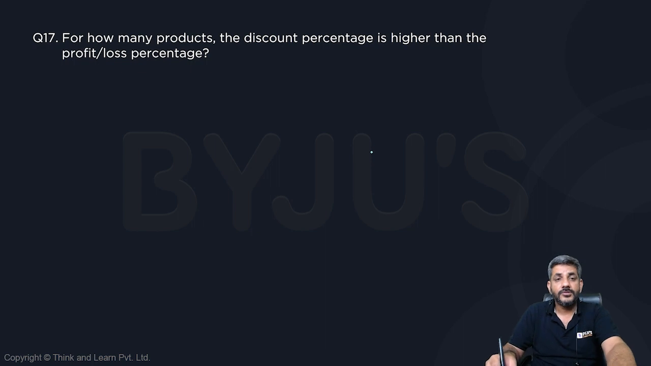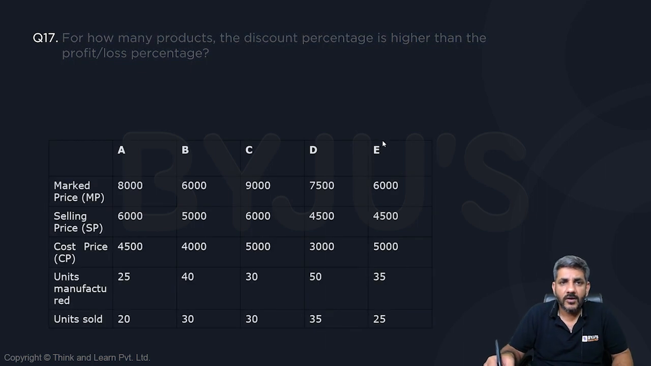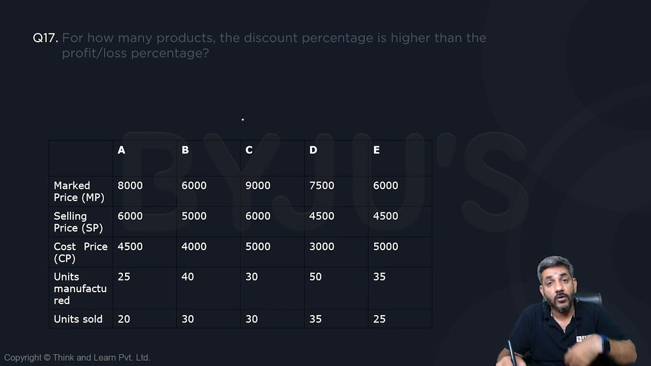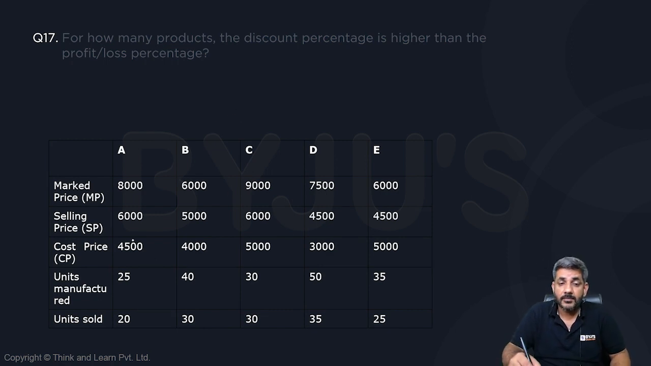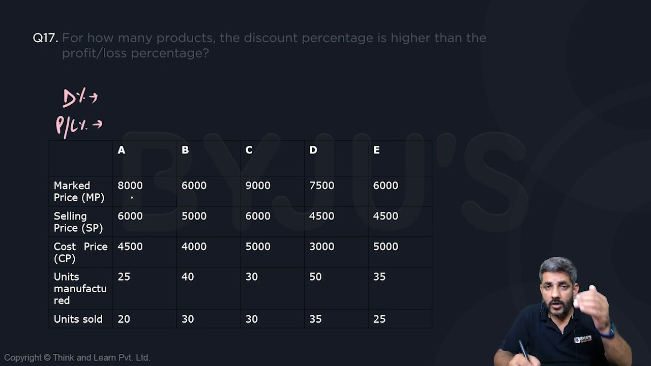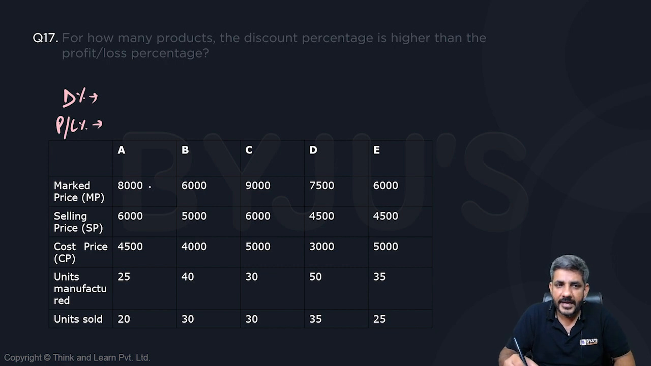So let's have a look at this question. For how many products is the discount percentage higher than the profit or loss percentage? I have written the complete table already. Let's calculate the discount percentage and profit or loss percentage. For A, discount is always given on the marked price. An 8,000 rupee article is sold for 6,000. So there is a discount of 2,000 on 8,000, and 2,000 on 8,000 is 25%.